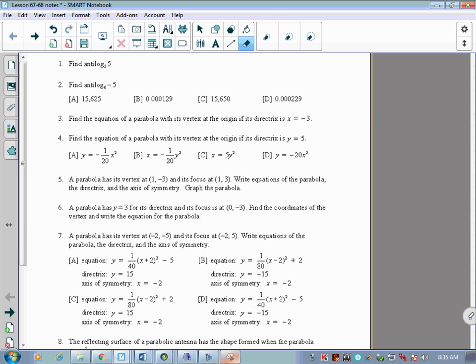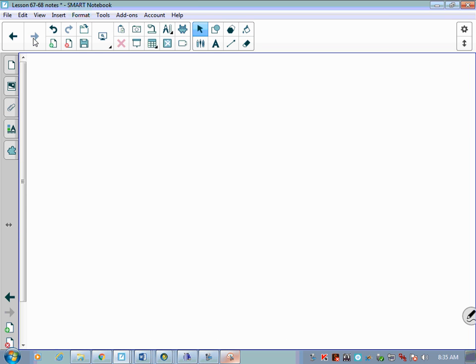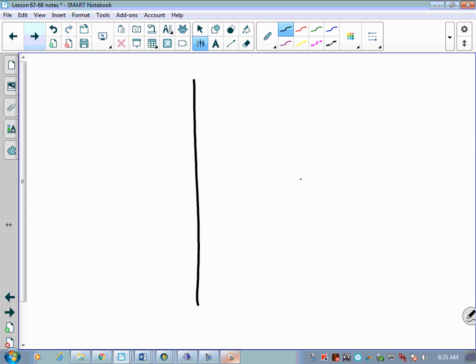It says find the equation of a parabola with its vertex at the origin if its directrix is x equals negative 3. So I'm going to try to define this for you. You're going to hold on to this. Hopefully, did everybody get this document? We're looking at it. Okay.